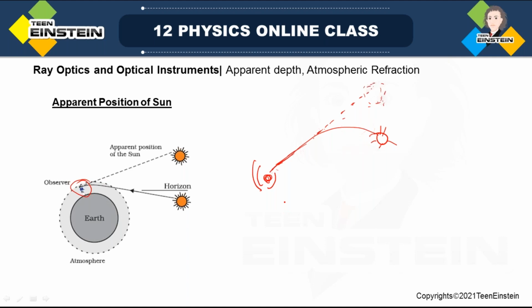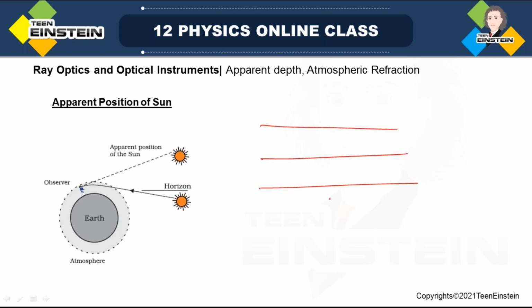And a similar thing happens when sunset happens. We'll see the sun still there above the horizon because of this atmospheric refraction. All right, so this is about the apparent position or shifted position of the sun due to this atmospheric refraction. So this sequence you should remember.